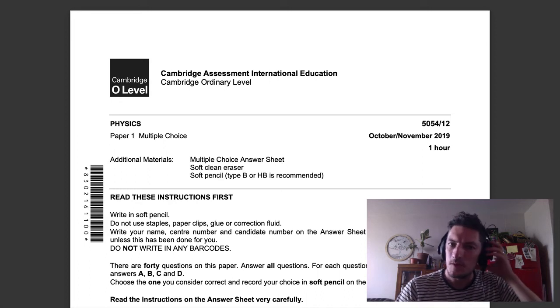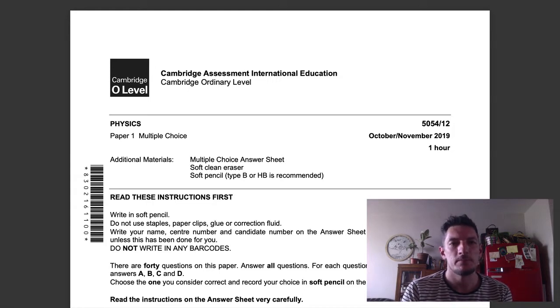Hi everybody. I am going to be going through this O-level multiple choice paper for physics in preparation for your exam. I encourage you to first try this exam by yourself and then come back and take a look at the way that I show how I solve it. So if you're watching this and you haven't yet gone through the exam, stop the video and try it out for yourself first. Okay, without further ado, let's get started.